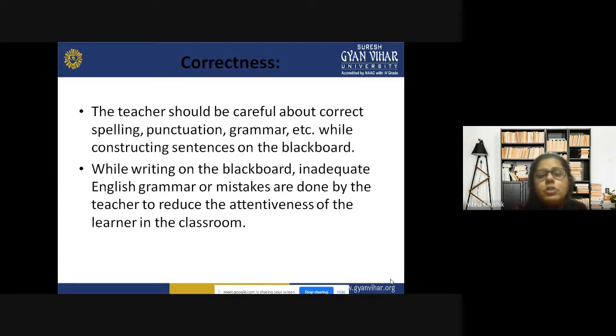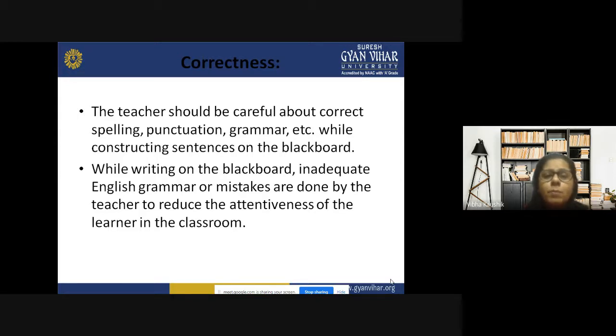Correctness. The teacher should be careful about correct spelling, punctuation and grammar while constructing sentences on the blackboard. Why is it important? Because what the teacher writes on the board will be copied by the students. So the teacher should be extra careful about correct spelling when writing on the board.